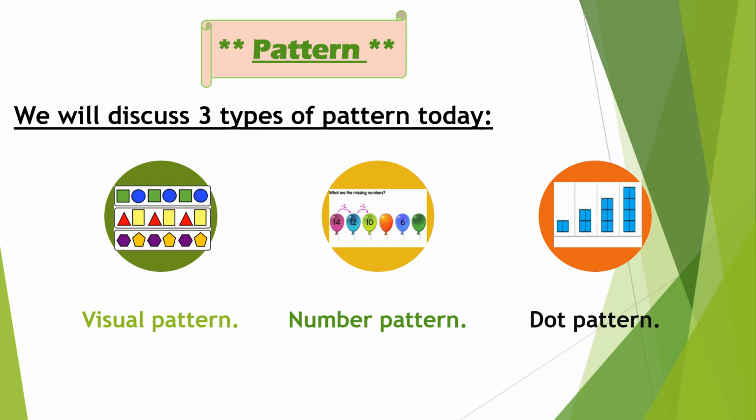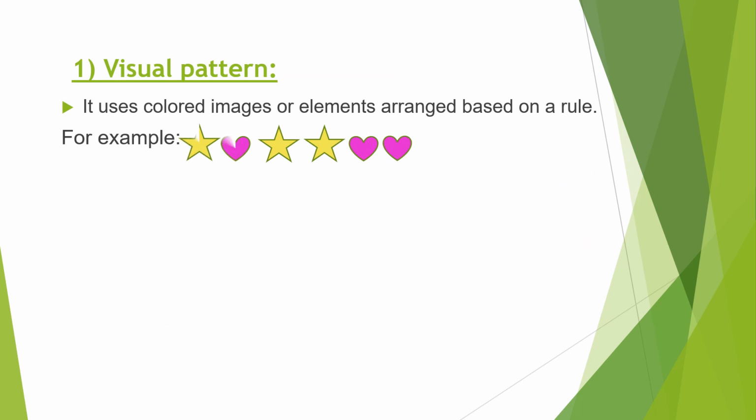We have three types of pattern: visual pattern, number pattern, dot pattern. We will start with the first one, which is visual pattern. From its name, visual, it means it uses colored images or elements arranged based on a rule. Here we have an example: star, heart, star, star, heart, heart. What did you notice?